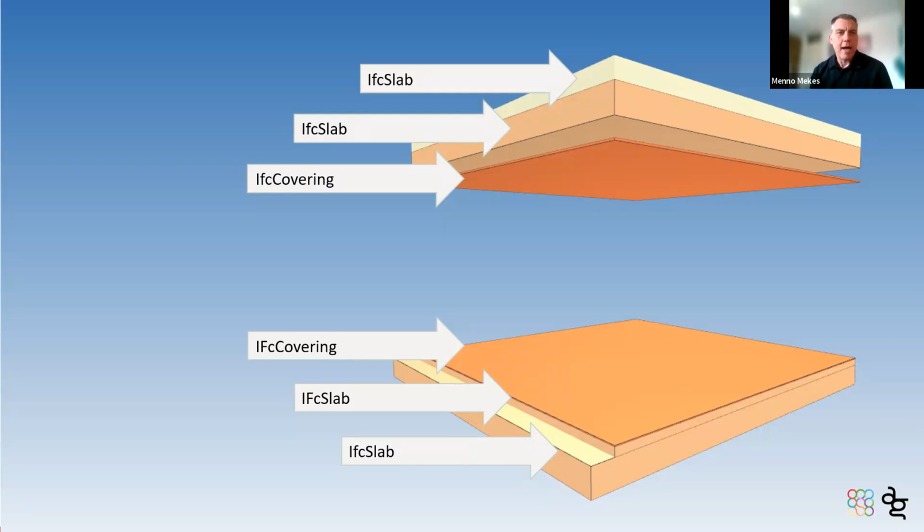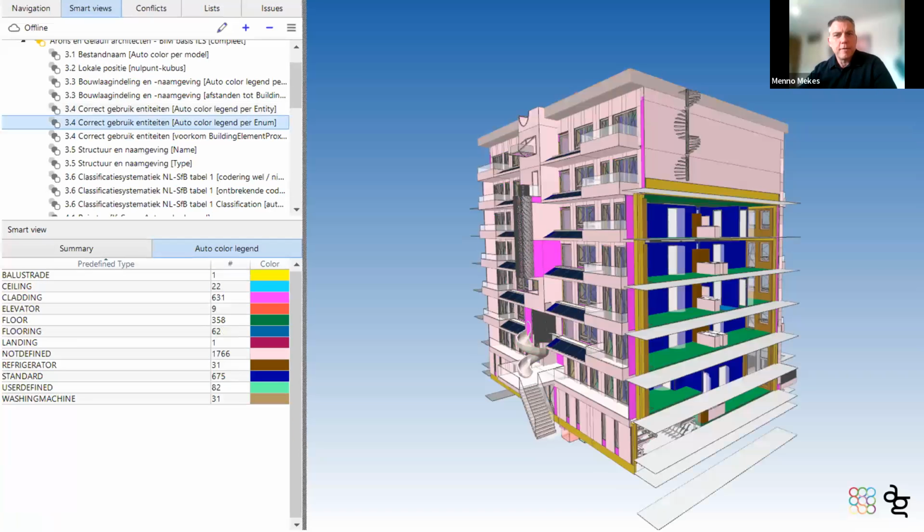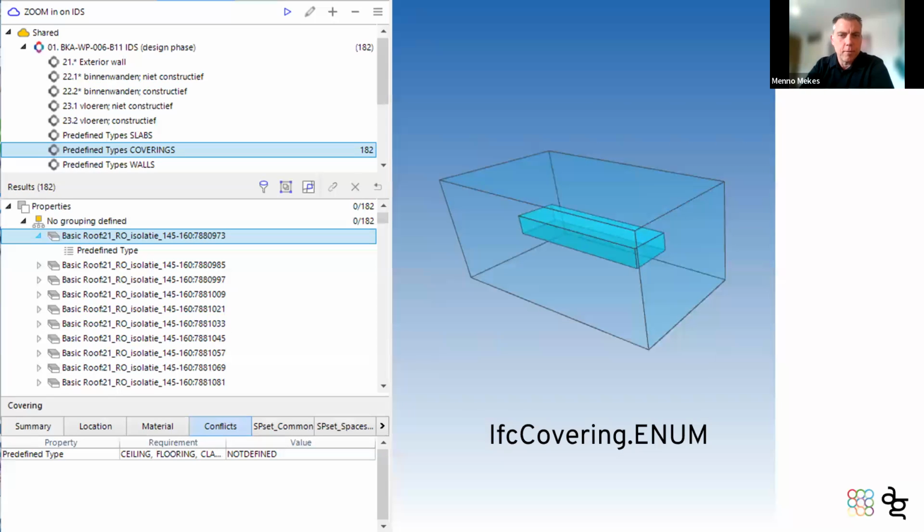So actually, what we have is IFC slab and IFC covering. And what you see is, where's the ceiling? IFC ceiling does not exist. And that's why we need to have these enumerations to further specify what kind of covering it is. So entities and enumerations, I mean, still it can be difficult, but half of the elements here you see have undefined enumerations. And that could be fine, but not for coverings and railings. So we need to check that with IDS.